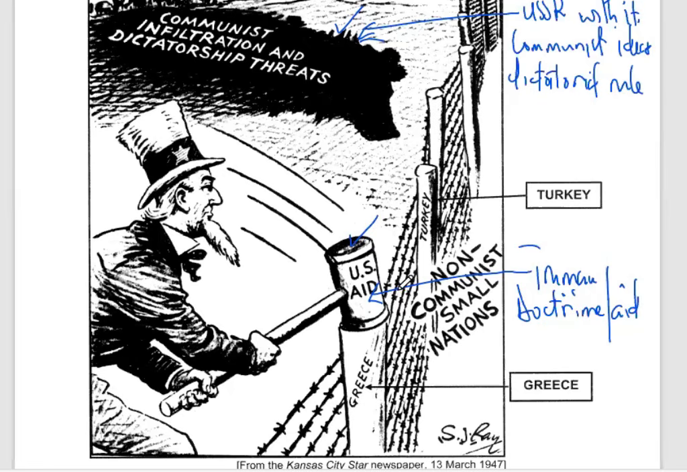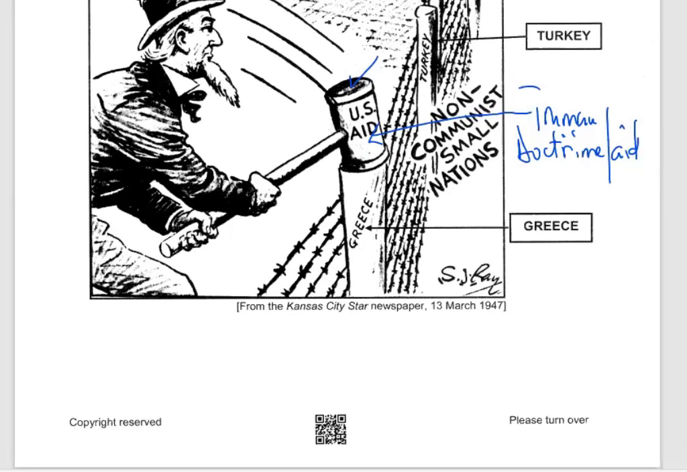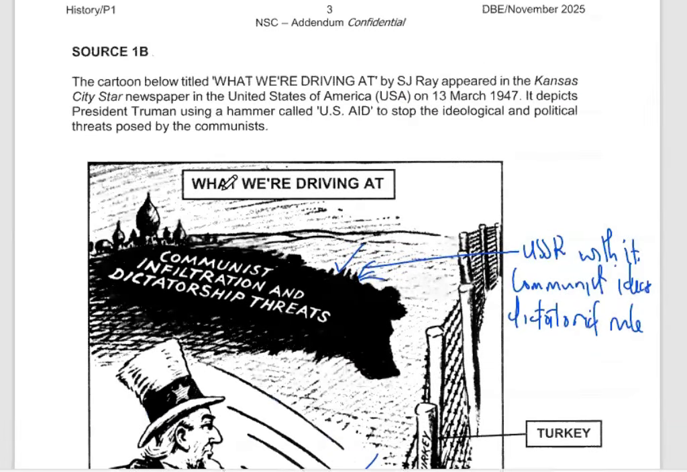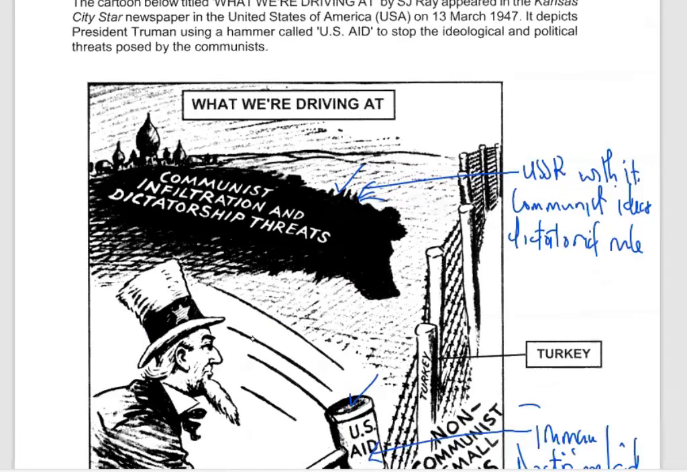Right, moving on to the next question. Comment on why you would consider the caption, what we are driving at, appropriate. How is it appropriate? It implies that this wolf is driving at something. It implies this statement here.